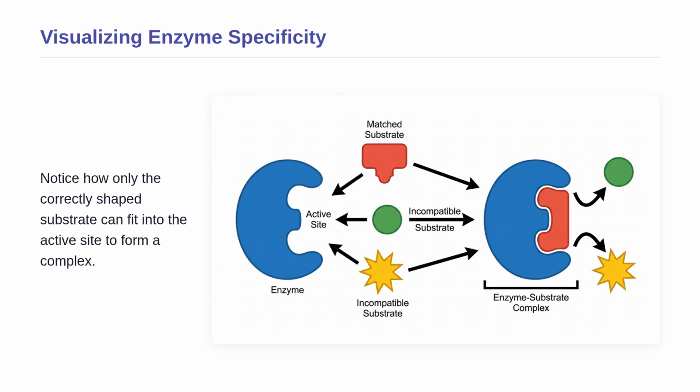The green round molecule and the yellow spiky molecule simply do not have the correct geometry to fit into the pocket. However, the red molecule has the exact complementary shape. On the right side of the diagram, you can see the successful formation of the enzyme substrate complex, where the red molecule fits perfectly into the active site. This visual perfectly captures the essence of geometric complementarity that we just discussed.